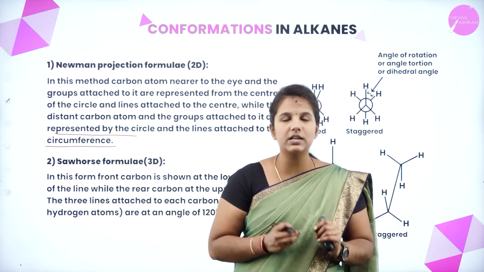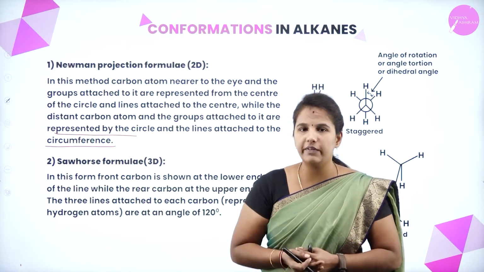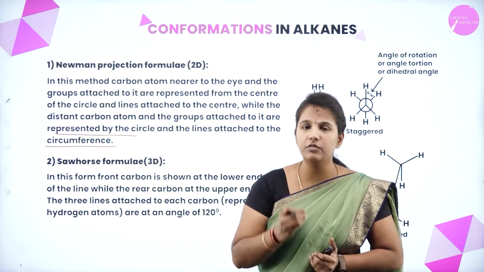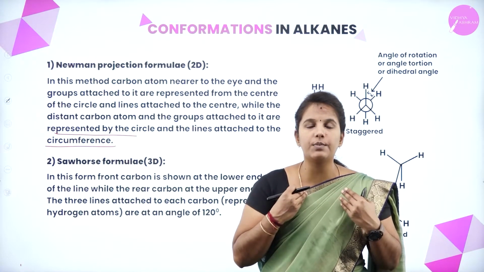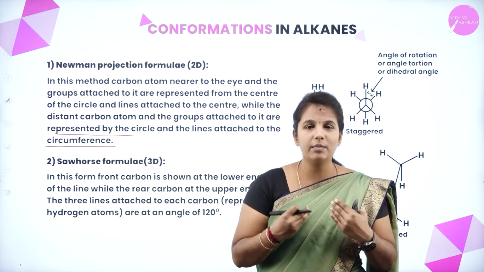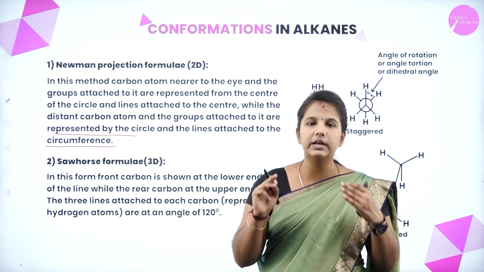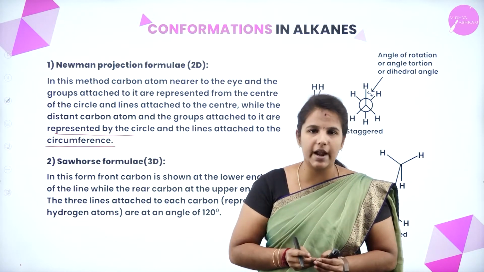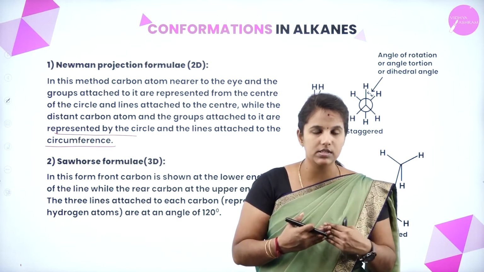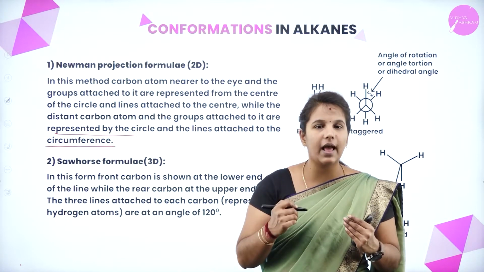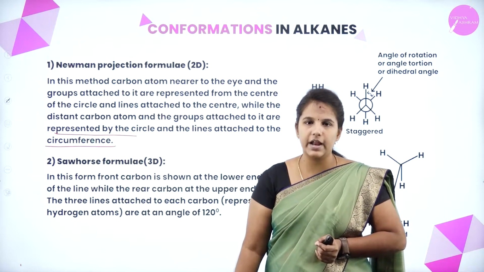Such representations of the groups attached to the carbon atoms in a 2D way are known as the Newman projection formula. Always remember, while writing the Newman projection formula, we consider the carbon atom which is very near to us, and it is written by drawing the circle. At the center, there is 1 carbon atom attached with the 3 hydrogen atoms, as we can see. Whereas the carbon atom which is very far away from our eyes is represented by writing the lines from the circumference of the circle to indicate the remaining hydrogen atoms.